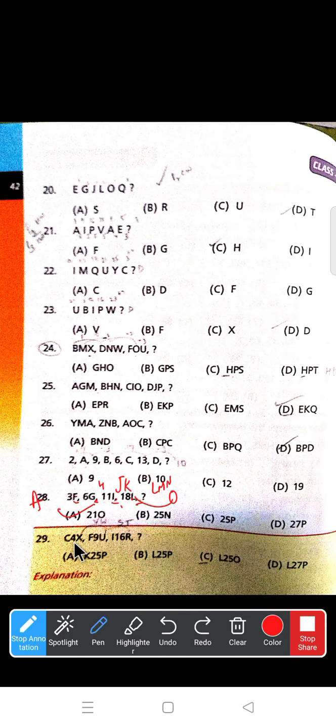Now 29th one, C4XF9U, I16R. So if you observe the letters between C and F, two letters gap is there. From F to I, two letters gap is there. So from I to next two letters gap means it should be like L. Okay, so there are three options starting with L. Now coming to the last one, so P, Q, R, S, T they left and U they have written U, V, W they left and they have written X. So if you leave two letters you will get O. So starting with L and ending with O you will have option C. 29th one is option C.